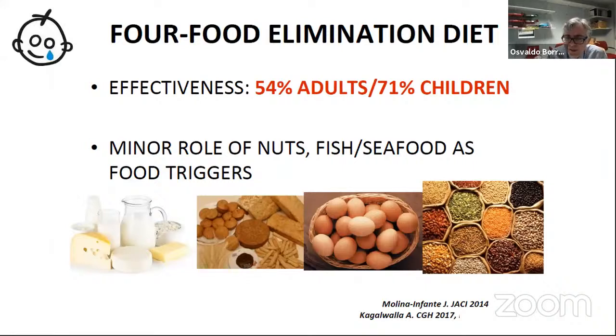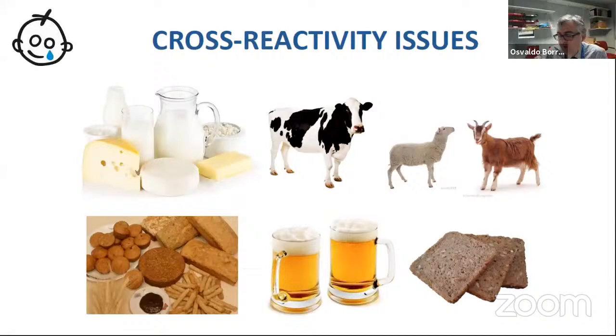The full food elimination diet is effective in almost 44% of adults, while in children it is much more effective. Almost two thirds or more of the children are responsive to the diets. Anyway, we know that we have cross-reactivity between foods, for instance cow's milk and soya, and also cow's milk and goat milk. So we need to address this issue with the dietitian.